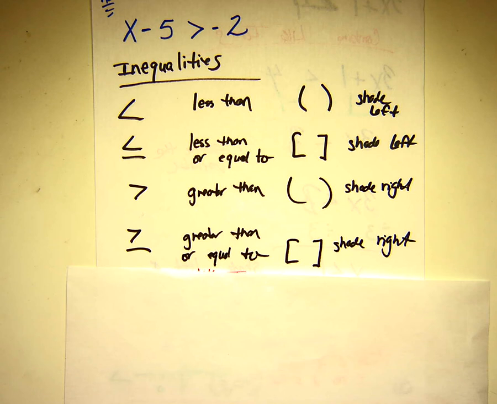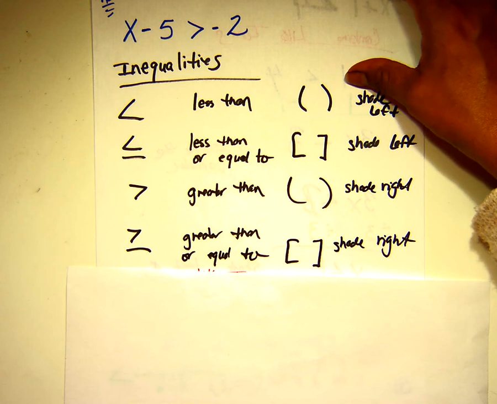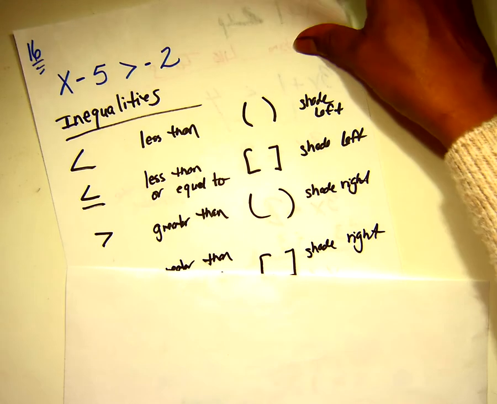So if you're on a number line, all the numbers that are to the right of 0 keep getting bigger and bigger and bigger, hence positive. Once again, if it doesn't have the equal sign, you're going to use parentheses, and if it does have it, you're going to use brackets. So let's solve this inequality now.